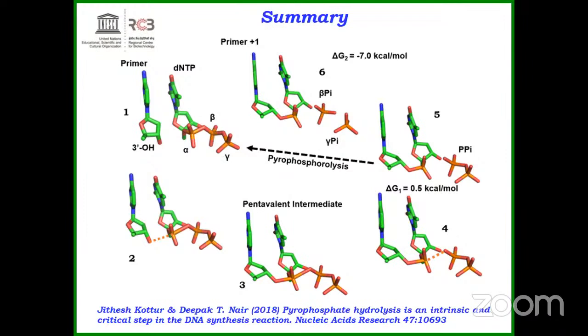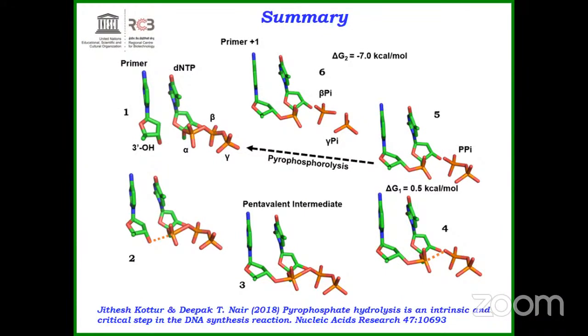And till here, the delta G of the reaction is very close to 0. But once you hydrolyze the pyrophosphate, the free energy change becomes very highly negative. So you will never get this reverse reaction. The chances of this reverse reaction happening are very, very low. And that is how you ensure that DNA synthesis by DNA polymerases is always moving in the forward direction.